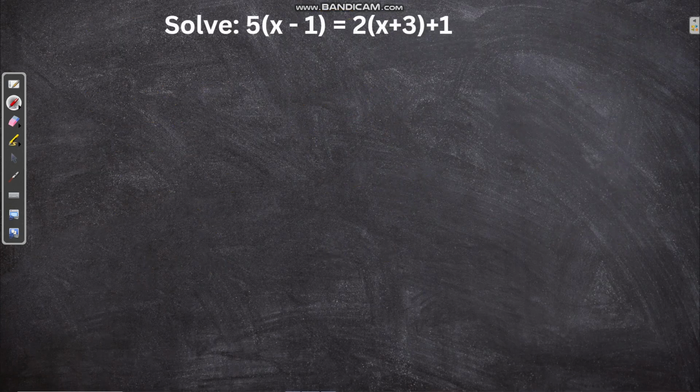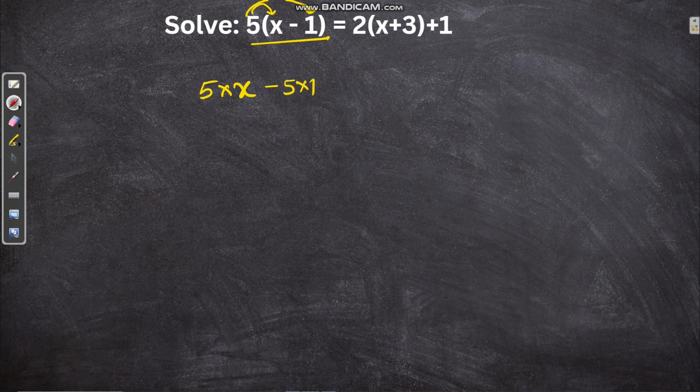5 bracket x minus 1 bracket close is equal to 2x plus 3 plus 1. So how to solve such a question? First of all, we need to open the bracket. Outside the bracket there is 5, so you multiply it with each and every thing that is inside the bracket. So first of all, it will be 5 into x. In between there is minus, so you put minus, then 5 into 1.